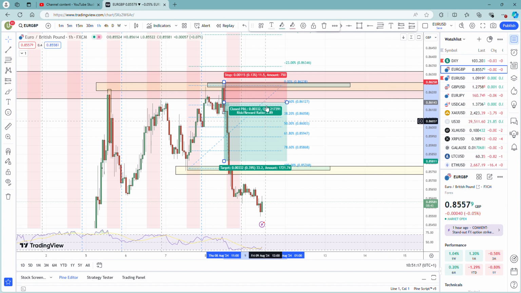So if you're in £10 a pip, you're risking £1,100 to make £3,300. So that's a 2.89 risk to reward ratio. And as you can see, I hit my TP perfectly.